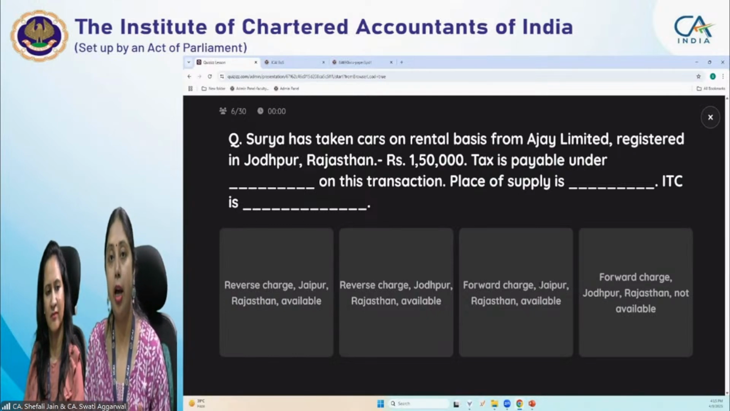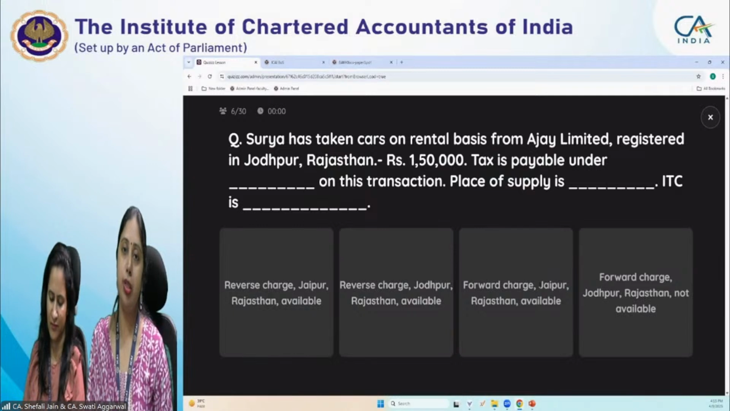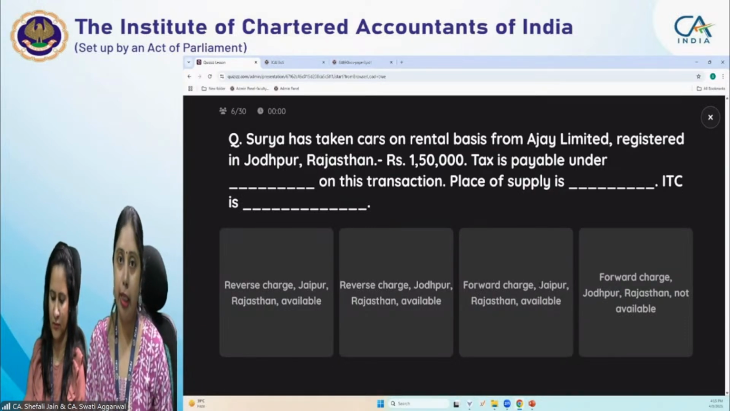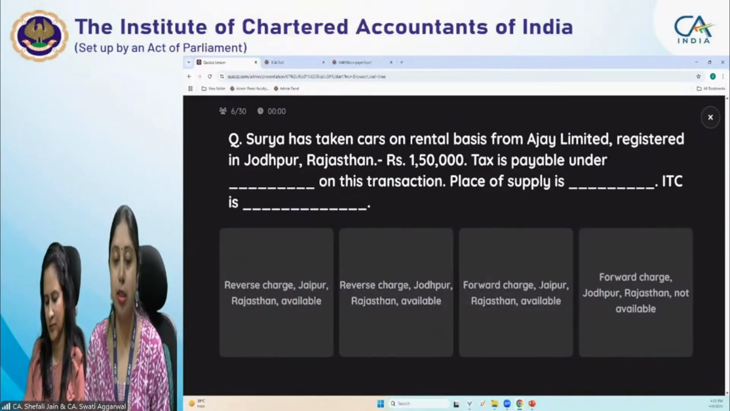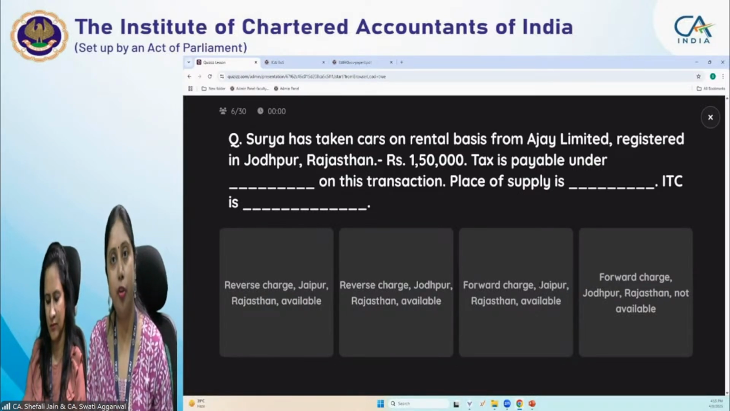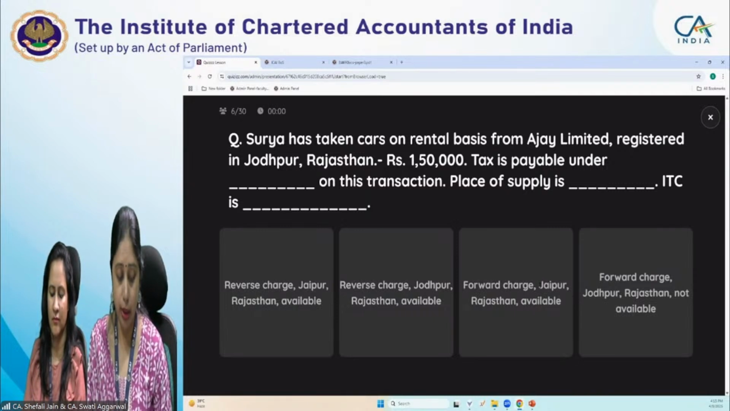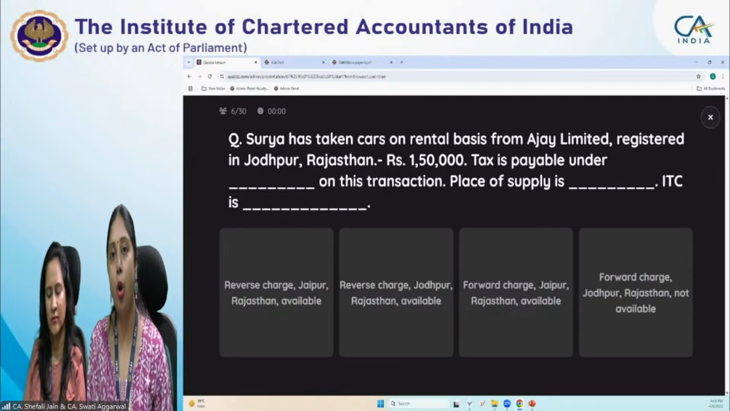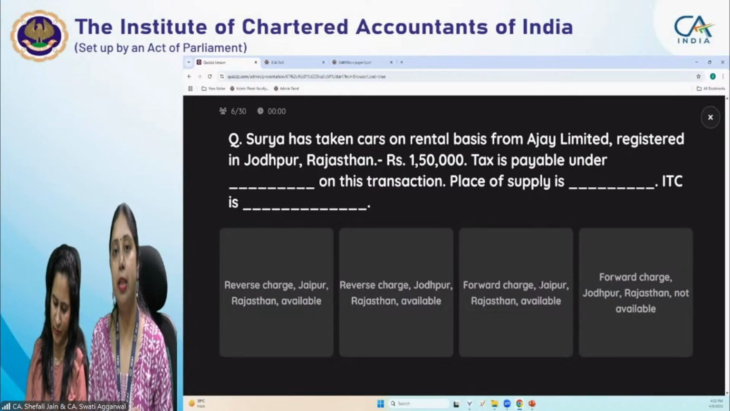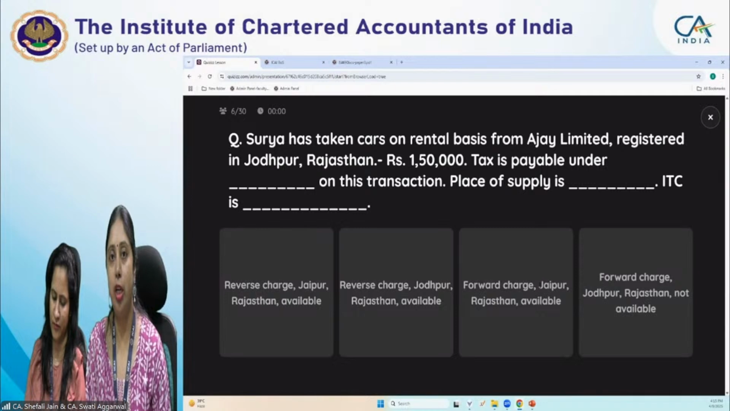Third is whether the ITC is available or not. Now, in the question, we had mentioned that the services provided by Surya included services of renting of cars. So, the ITC on renting of cars services, he is availing. He is a service provider for a similar line of service also. So in this case, the ITC on renting of cars service received by Surya will not be blocked, because he is engaged in a similar line of business. He is providing similar line of services. Therefore, the ITC on renting of cars will be available to him.